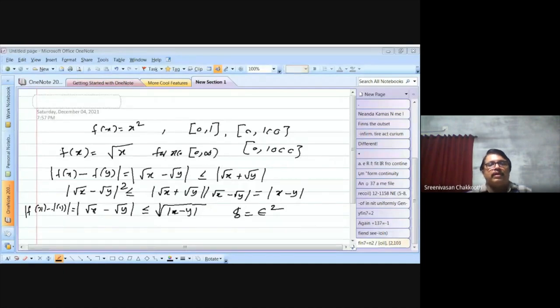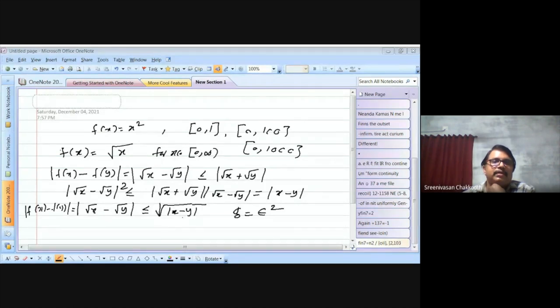Then if the expression under the radical sign, that is mod x minus y, is less than delta equal to epsilon squared, you get mod f of x minus f of y is less than square root of epsilon squared, which is equal to epsilon. Okay, so the condition for uniform continuity is satisfied.